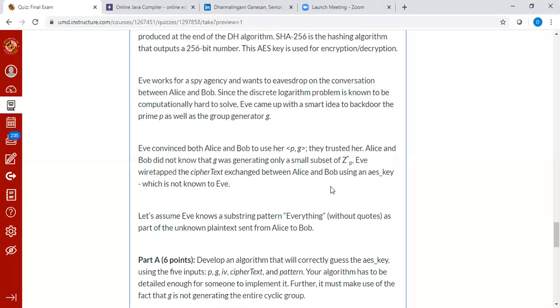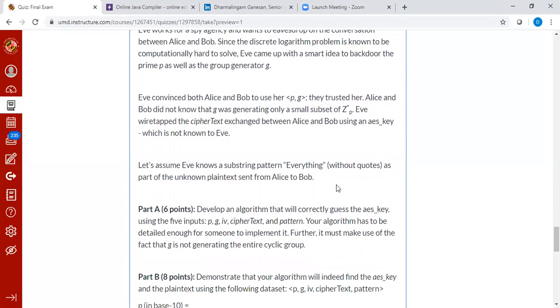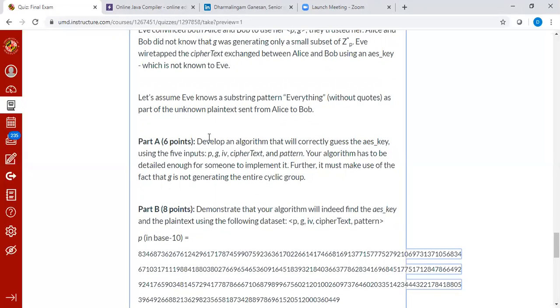So Eve ended up wiretapping all the ciphertexts that were exchanged between Alice and Bob. Of course, Eve doesn't know the AES key that was exchanged between Alice and Bob using the DH key exchange algorithm. DH stands for Diffie-Hellman key exchange algorithm. Okay, we are given one more piece of information here. We have to assume that Eve knows a bit about the plain text. In this case, Eve knows a substring, "everything", as part of the unknown plain text.